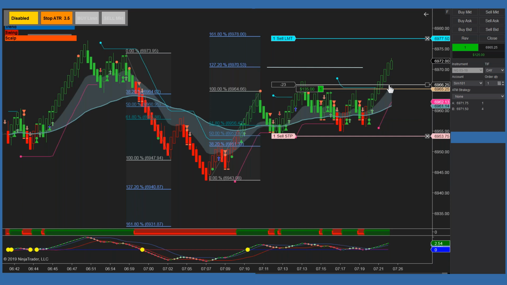All right, at this point, I would probably take the trade to break even, but we're playing with fib tools, so let's see how we do here.